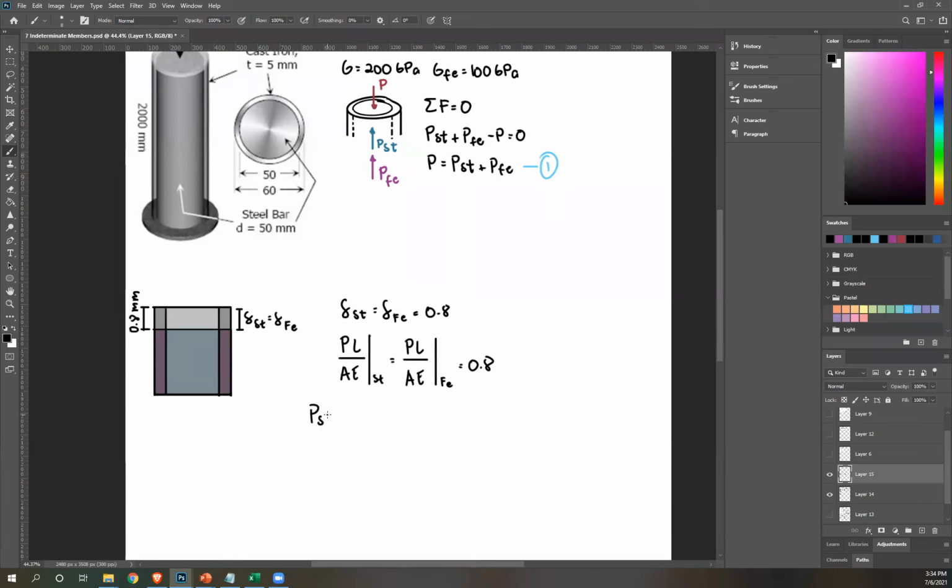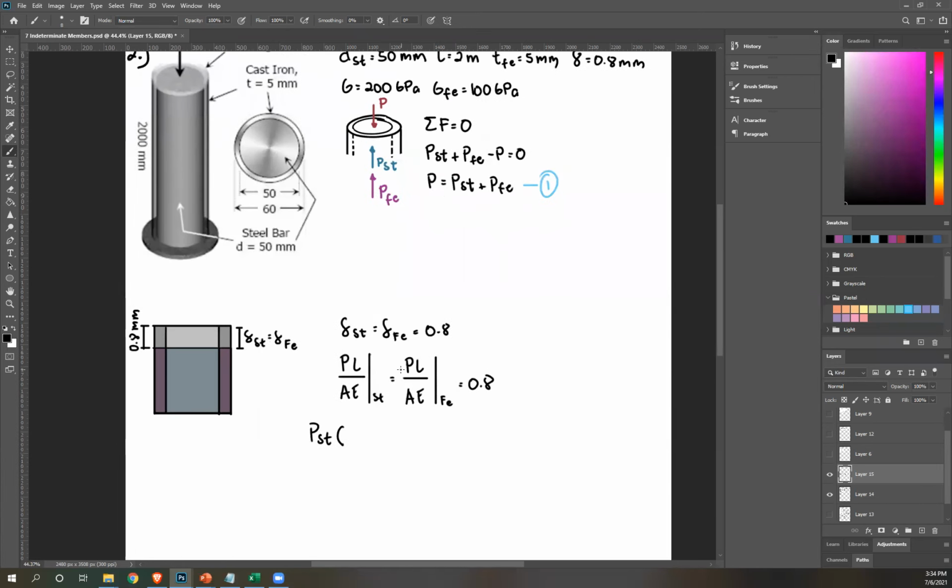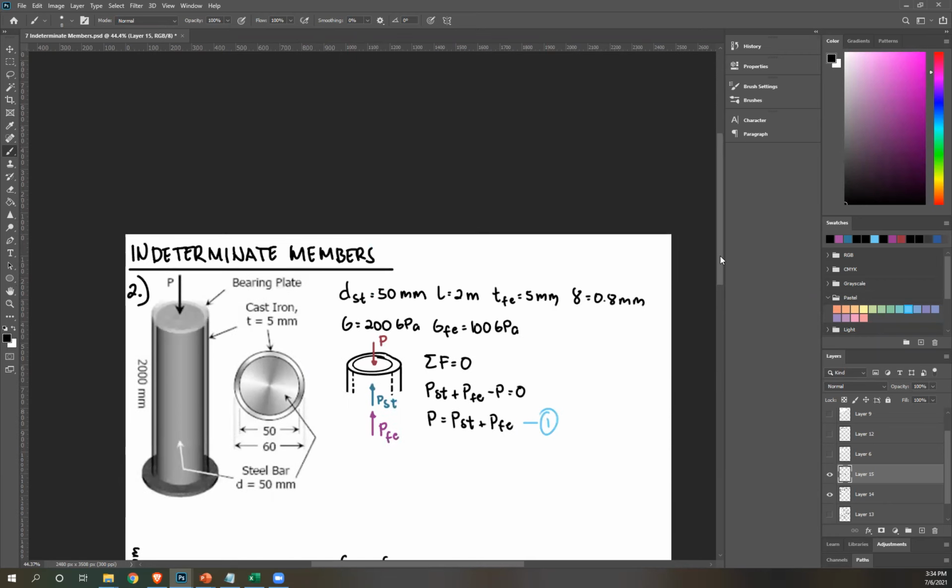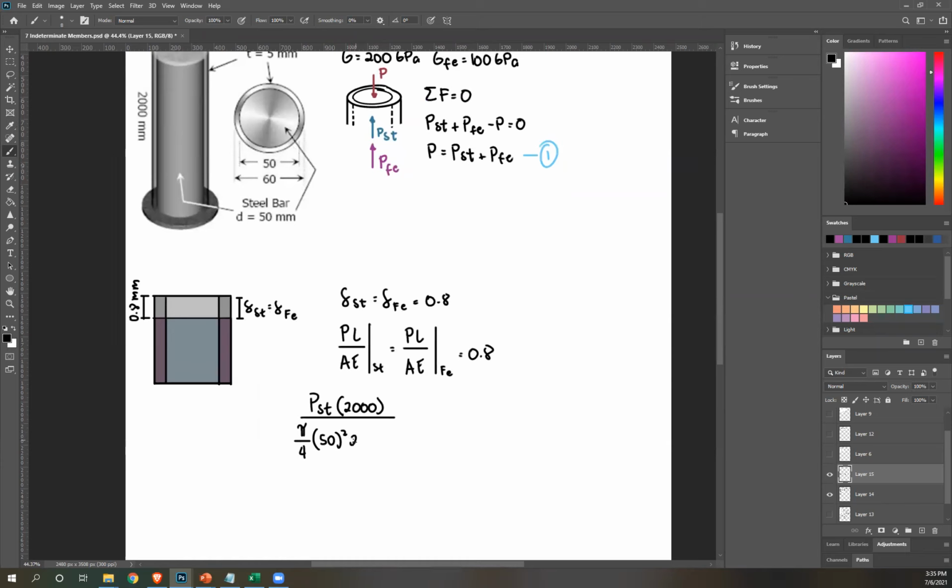PST. Total length of your steel is 2 meters. Remember, convert everything to Newton and millimeter. So this is 2,000 millimeters over area. This is steel. It's a circular cross-sectional area, so that's pi over 4 times diameter, which was 50 millimeters, squared. Then E is 200 GPa. Convert to MPa, that's just times 1,000 again, or times 10 raised to 3.